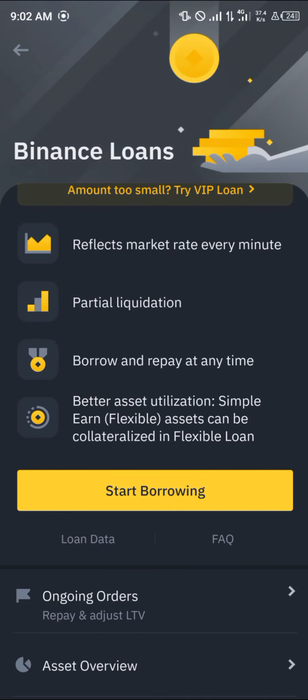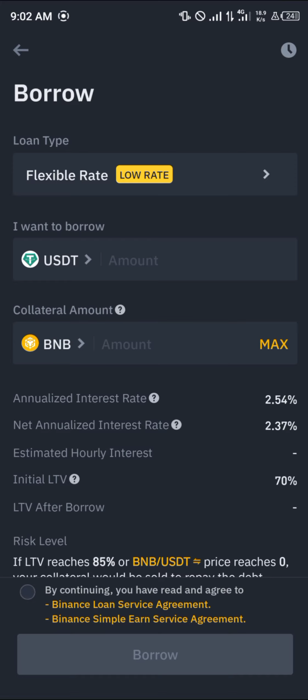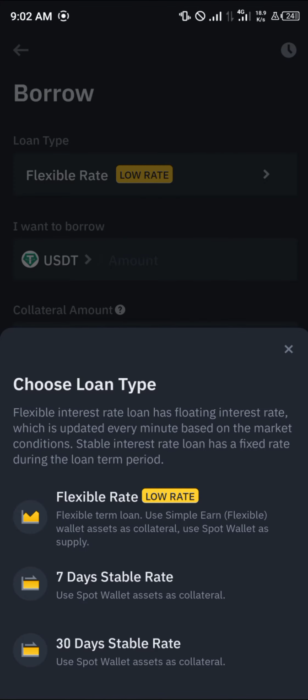So now, in order to start the borrowing process, click on start borrowing, and then you're met with the loan type. We have the flexible rate, we have the 7-day stable rate, we have the 30-day stable rate. Now, the flexible interest rate loan has a floating interest rate, which is updated every minute based on the market. It uses a simple earn feature, and it works on the spot wallet. It uses the spot wallet as its supply.